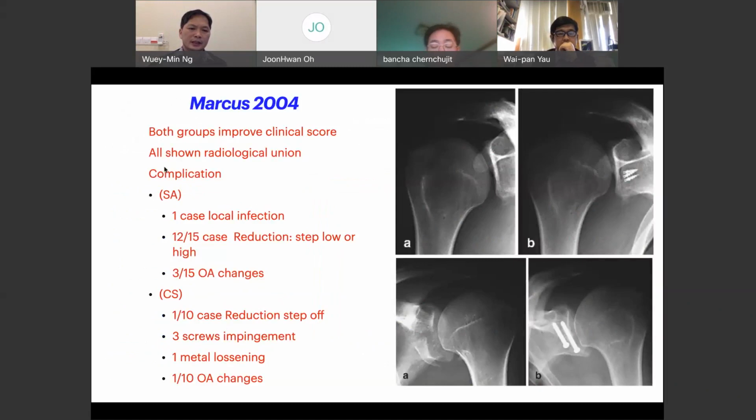In the suture anchor group, 1 case had a local infection. 12 out of 15 cases had a good reduction. That means in the others the reduction was a step lower or higher, and 3 out of 15 cases had arthritic changes. In the cannulated screw group, 1 out of 10 patients had a step-off noted, and they had some metal problems because of screw impingement in 3 cases and 1 metal loosening, and 1 out of 10 cases had OA changes. This was previously, when they did an open repair using the suture anchor and cannulated screw.